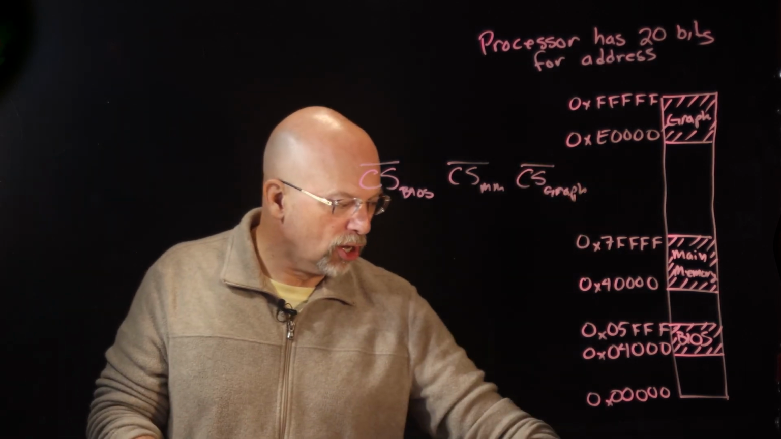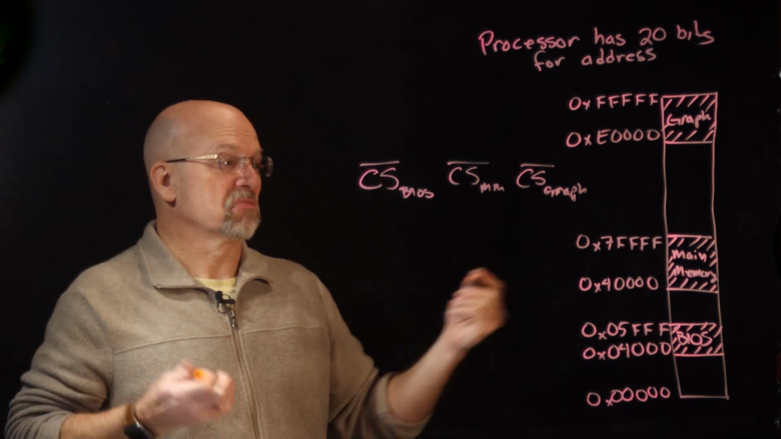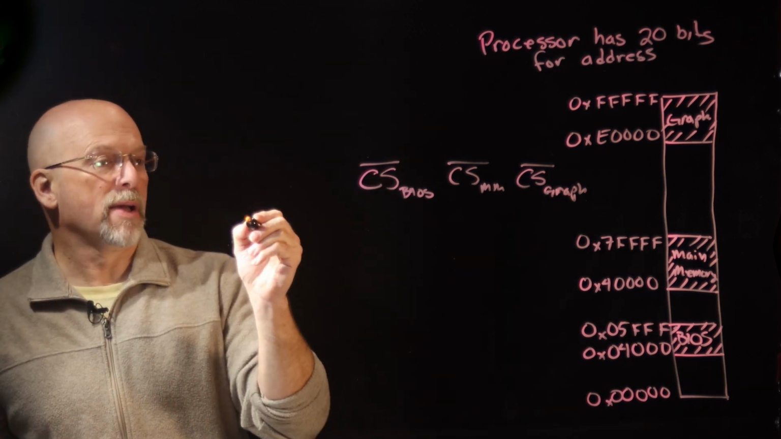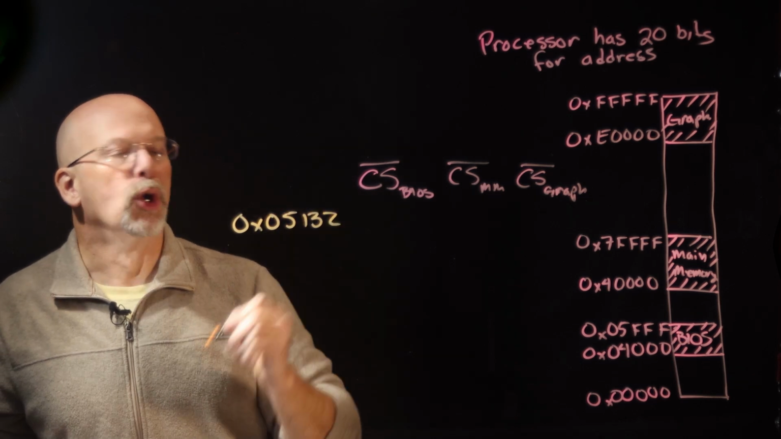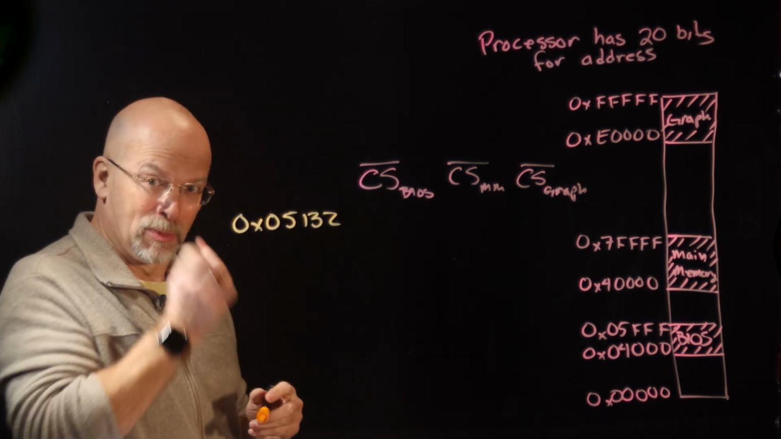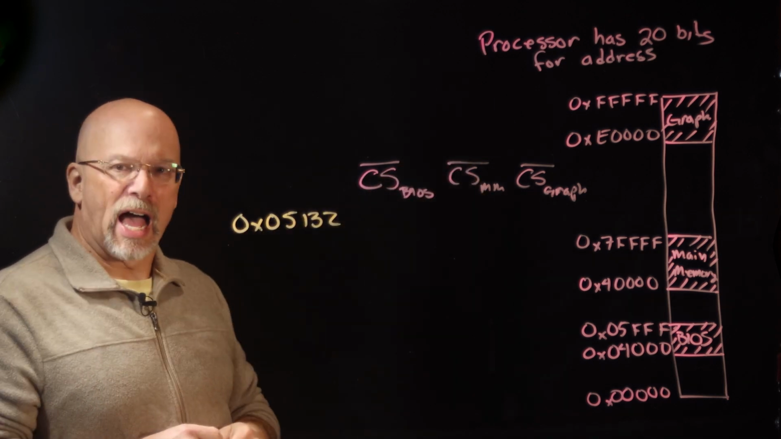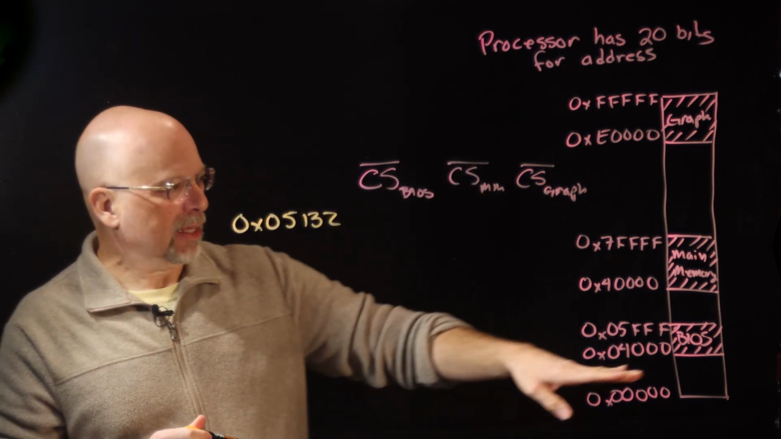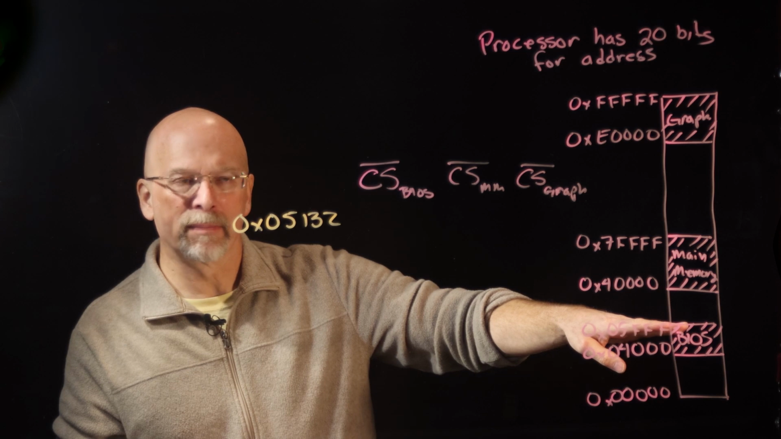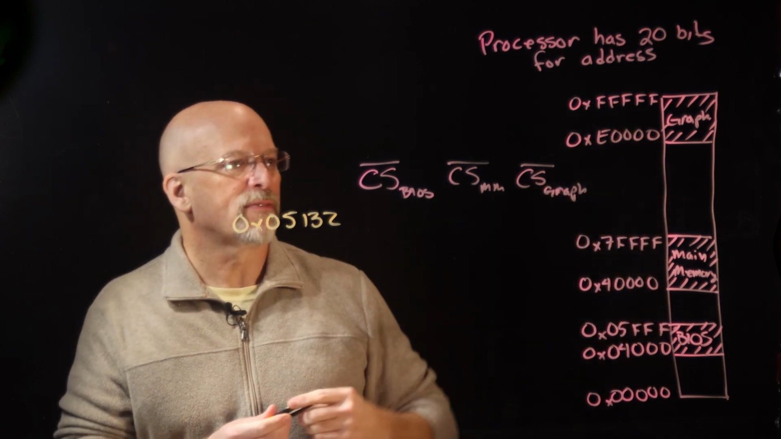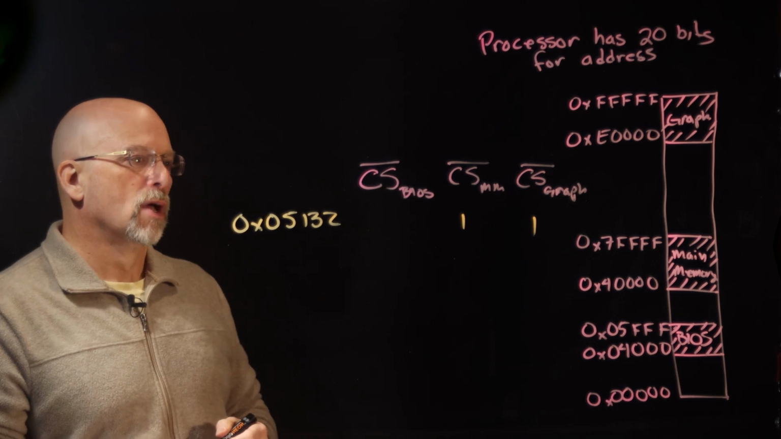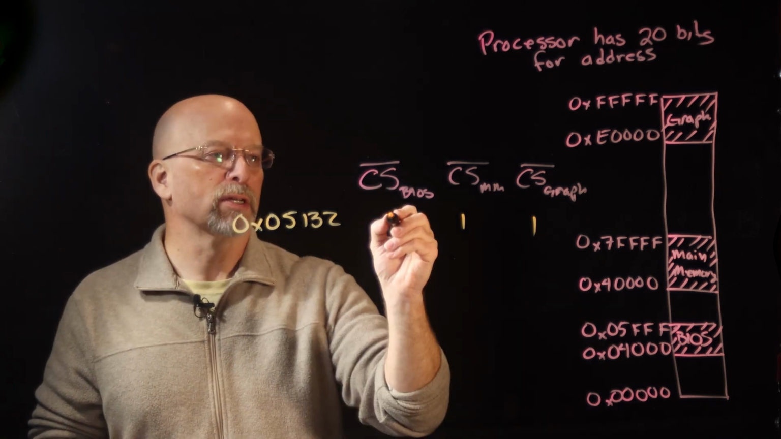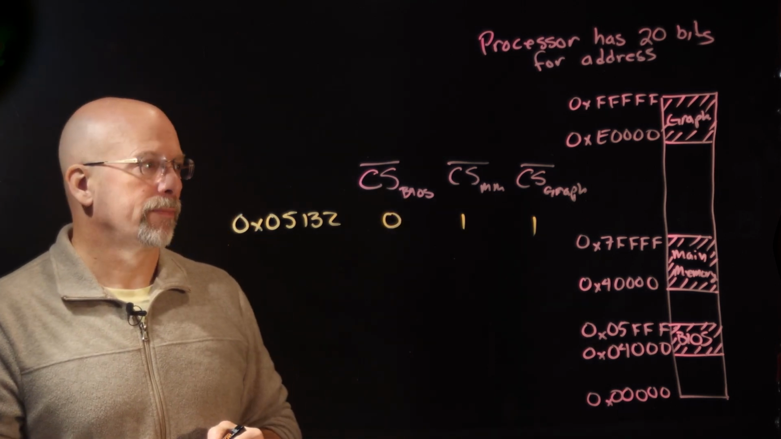Now, I could write an address, and I'll just pick an address. How about 0x05132? All right, so there's a hexadecimal address. Which one of these guys did it land in? Well, it landed in this range, right? Which means the main memory and the graphics card need to be off. Their chip selects are going to be ones. What is the chip select for the BIOS? It's going to be a 0 in order to turn the BIOS on.